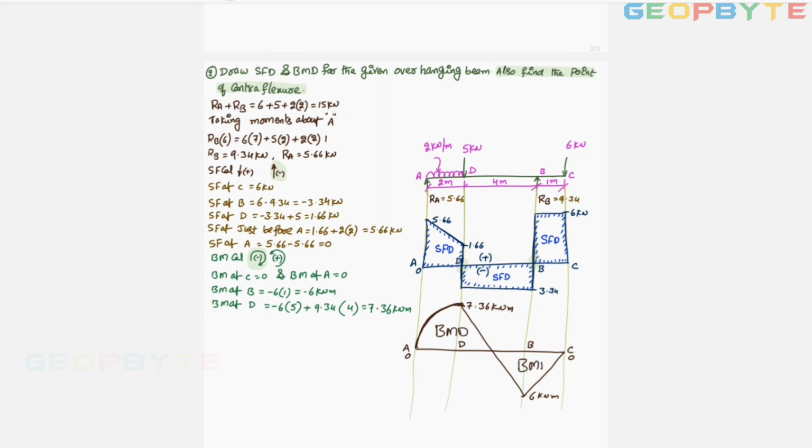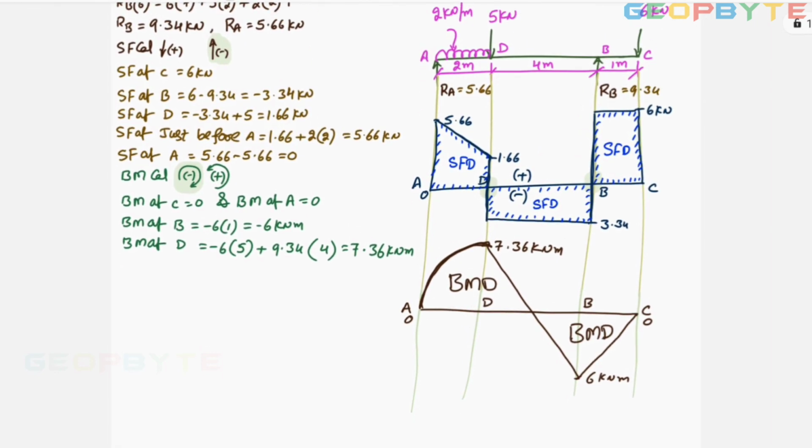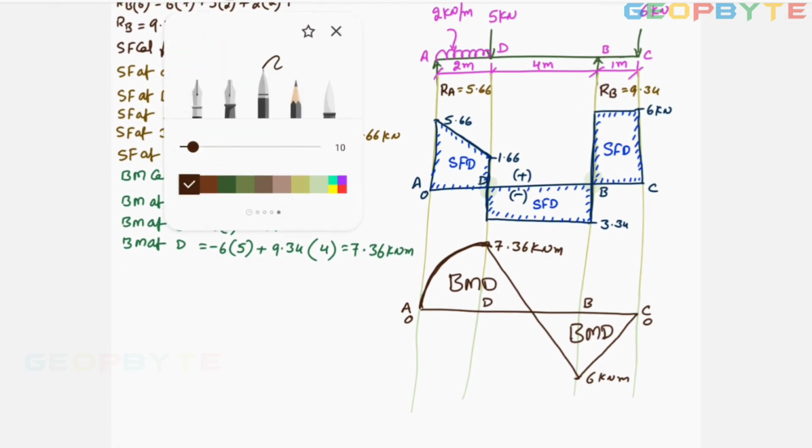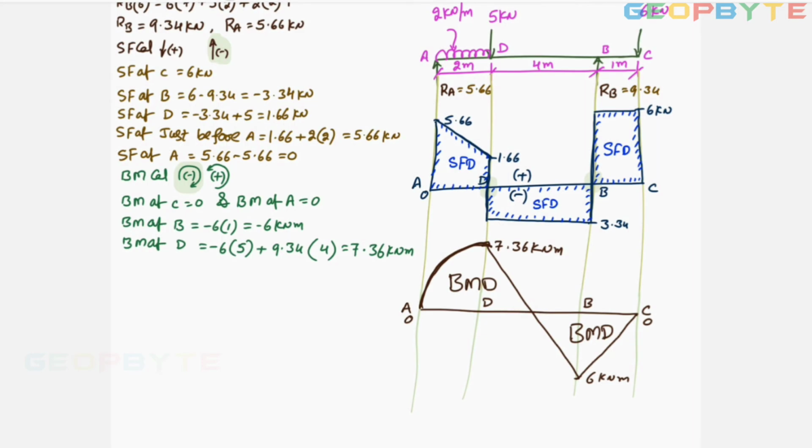Then what do you do? Enlarge it to have the boundary, in a new color. This is the boundary. So that is how you can construct the SFD and BMD for the overhanging beam.